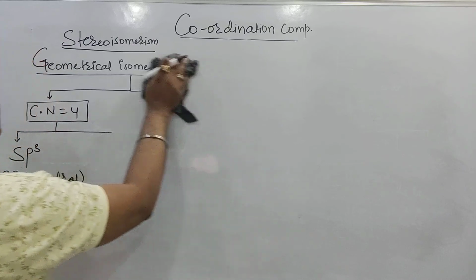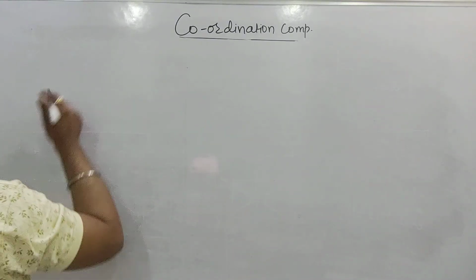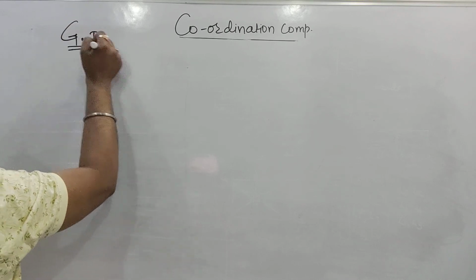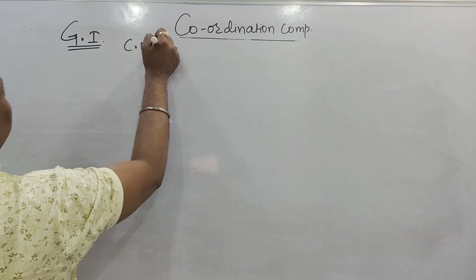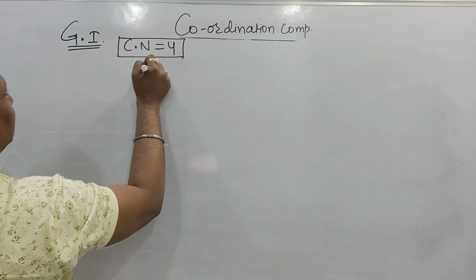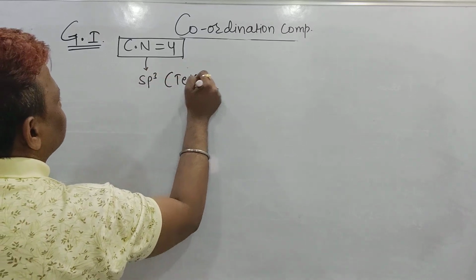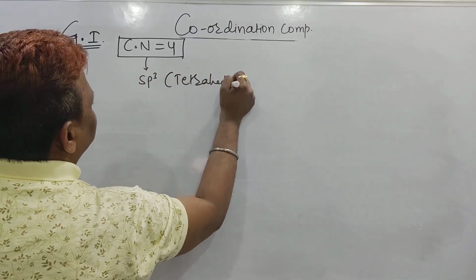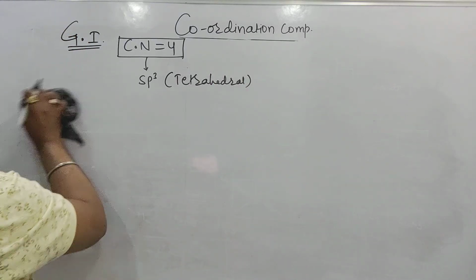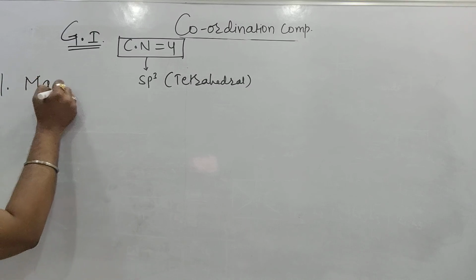Just a minute. It's a very interesting topic I am going to start for you now. Sir, how to identify geometrical isomerism in a coordination compound whose coordination number is 4 but which has sp3 geometry, called tetrahedral geometry? Let me explain with one very interesting example, Ma4.